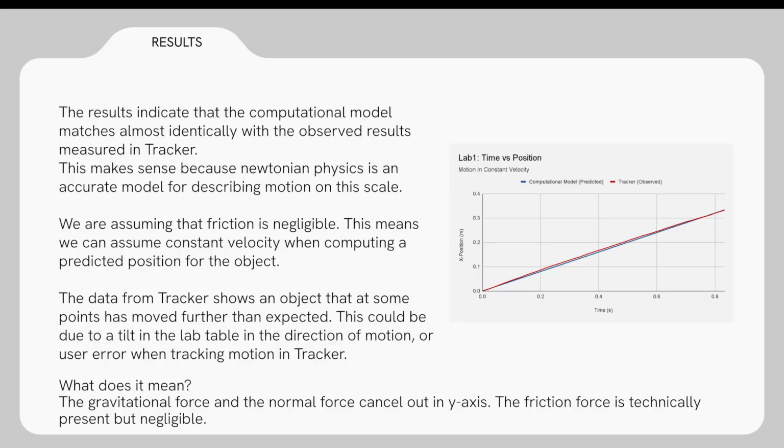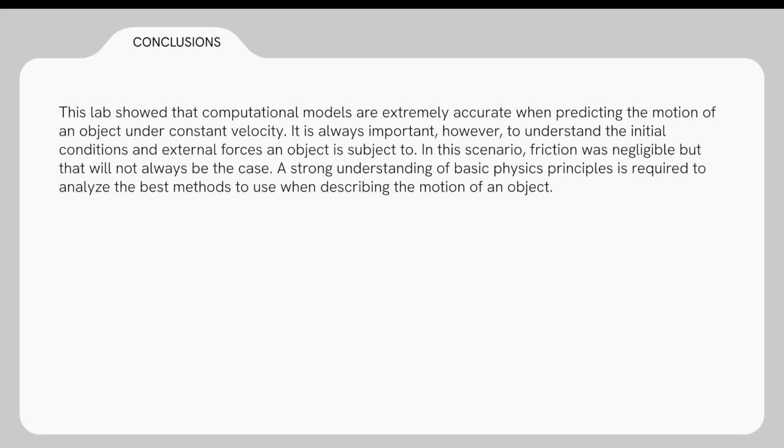So what can we take away? Well, this lab showed that computational models are extremely accurate when predicting the motion of an object under constant velocity. It is always important, however, to understand the initial conditions and external forces acting on an object. In this scenario, friction was negligible, but that will not always be the case. A strong understanding of basic physics principles is required to analyze the best methods to use when describing the motion of an object.